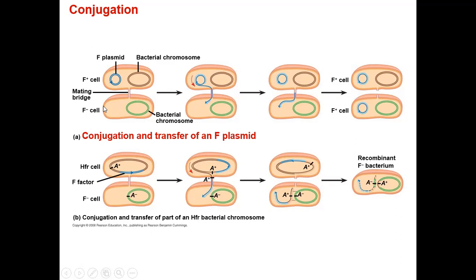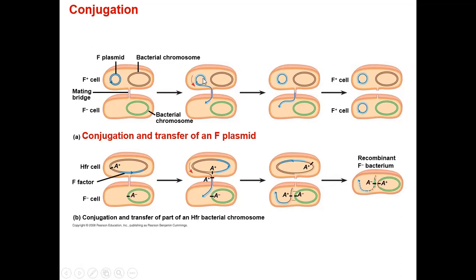F minus cell means it cannot produce what? It is not producing sex pili. So sex pili will be produced by this bacteria. So from this F plasmid, what will happen? Look here, the F plasmid is moving and producing the sex pili. The sex pili is produced here. So this bridge can be called the mating bridge.